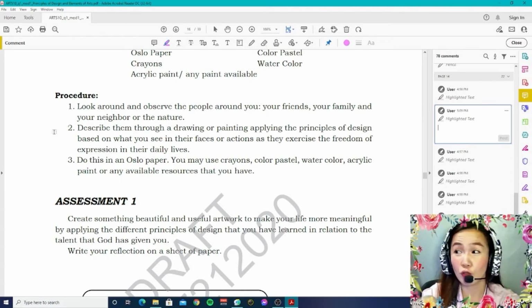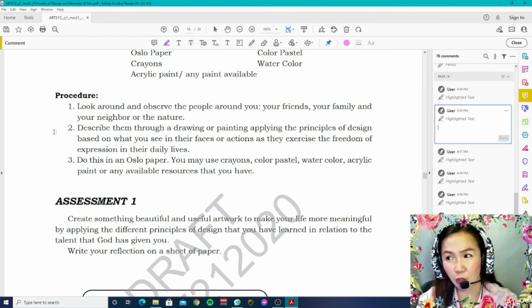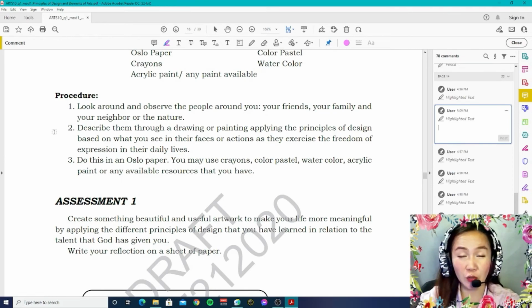O ipinta mo yung nakita nyong ibon o scenery dyan sa inyo. Setting dyan sa inyo. Gamit yung iba't ibang principles of design. Yung 6 na diniscuss natin kanina. Pinag-aralan natin kanina. Okay? Now, do this in an Oslo paper. You may use crayons, color pastel, watercolor, acrylic paint, or any available resources that you have. Okay? Kahit ano, color pastel, Crayola, watercolor, or acrylic paint kung meron kayo.